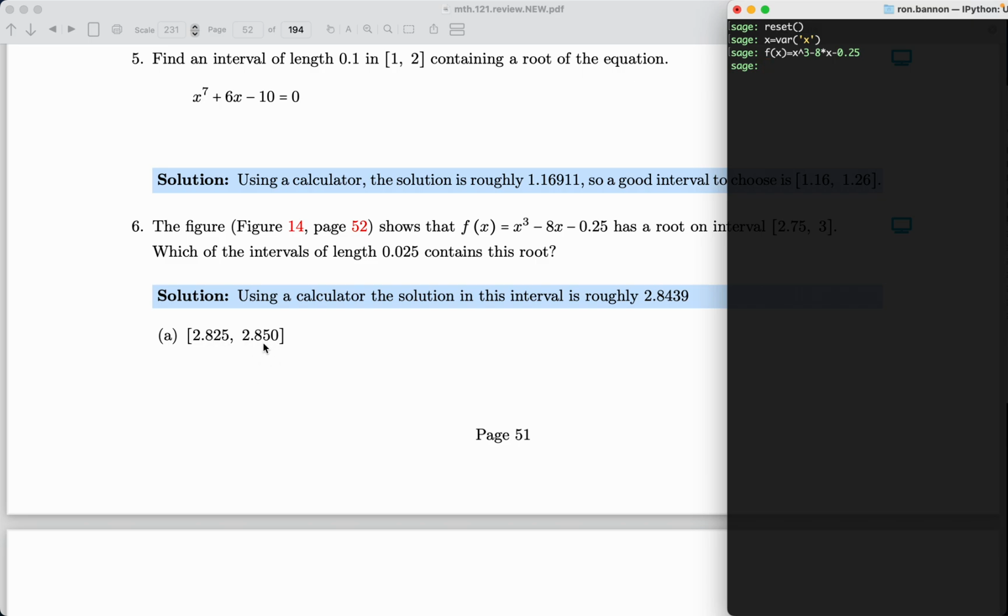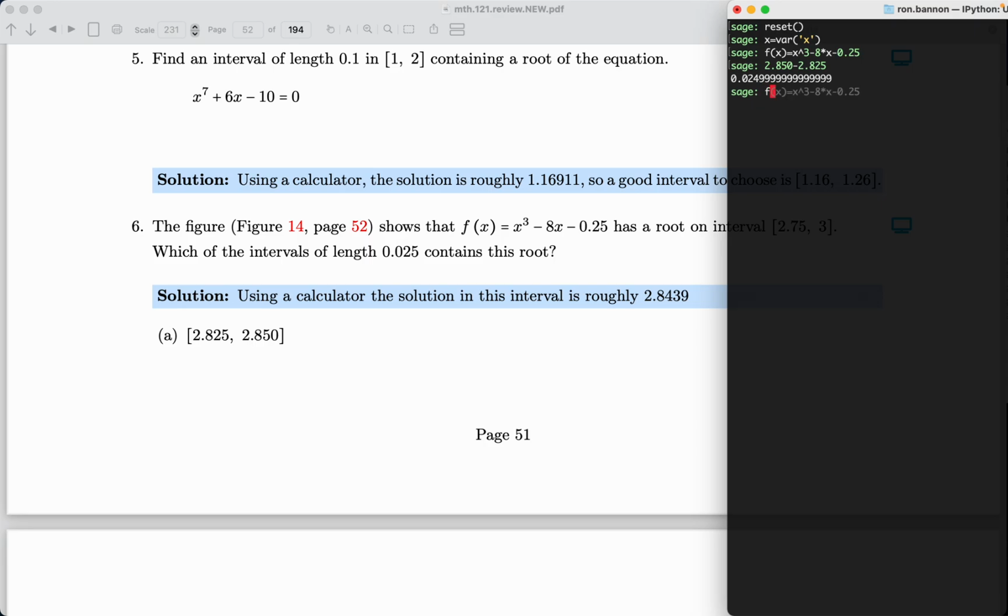Before I do that, though, I want to point out, this is an interval of length 0.25. If you don't believe that, you can use your computer: 2.850 minus 2.825. What do you get there? Wow, look at that. It's 0.025, all right? I'm not sure why it did that exactly. But anyway, let's go for this.